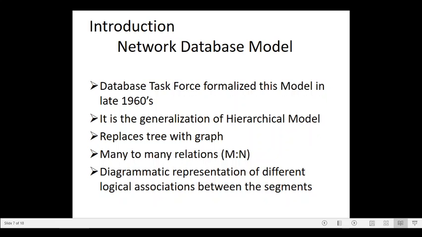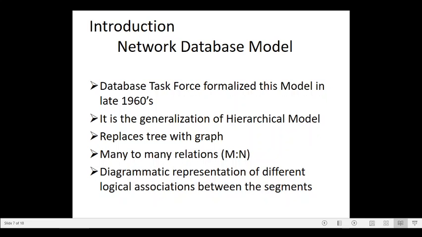Let's understand what a network database model is. In the late 1960s, the Database Task Force formalized this model. Network model is a generalization of the hierarchical model. In this model, a segment can have multiple parent segments. Many-to-many logical associations can exist between any two segments and their instances. This model was created to solve the limitations of the hierarchical database model.